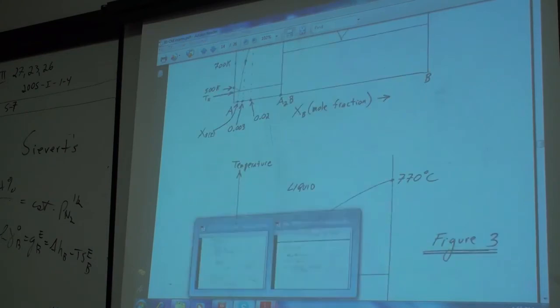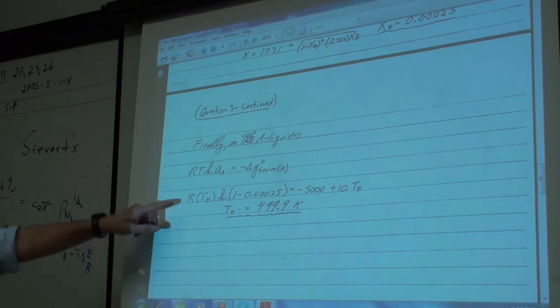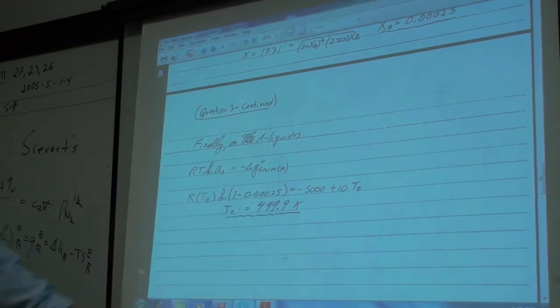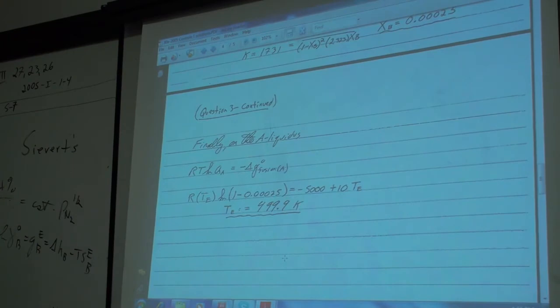So I calculate the temperature by simply saying along the liquidus, RT log activity is minus the Gibbs energy of fusion. At the eutectic, the activity of A, the mole fraction of A at the eutectic point, which is almost 1, is delta H minus T delta S. Okay, so I can calculate that. So the eutectic temperature is 499.9 Kelvin, almost exactly 500, with a very low solubility.